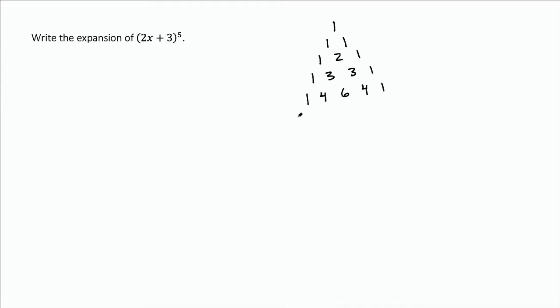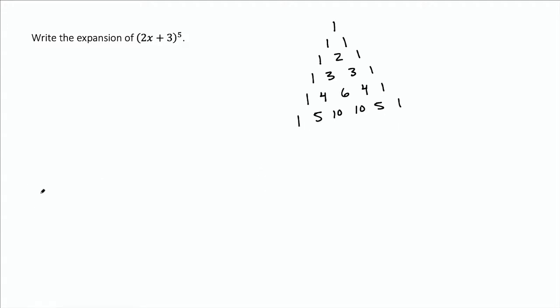And then our fifth row here, 1 plus 4 is 5. 4 plus 6 is 10. 6 plus 4 is 10. 4 plus 1 is 5. And 1. Okay, note that you can read off the number of the row just from the first thing that came after the 1. So the exponent of 5 here tells me I'm going to use the row that has that 5. And those are my coefficients.